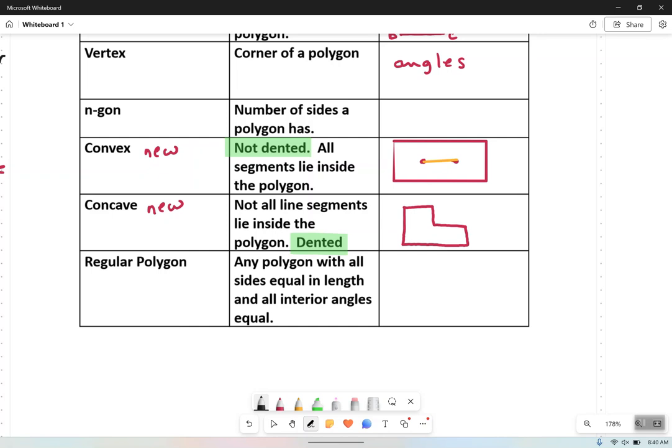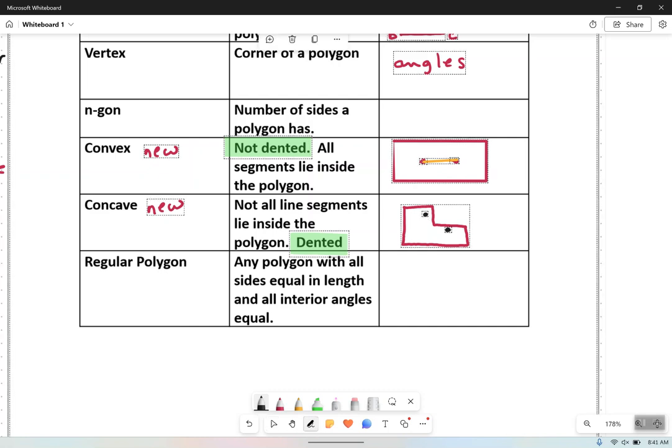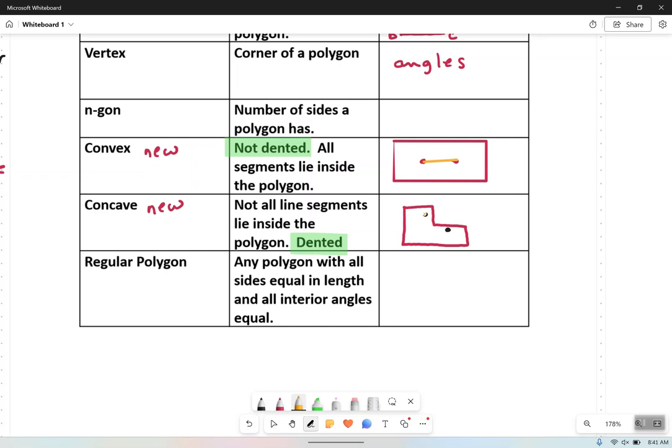Okay, give me an idea of where those would be. Say again? So maybe like up here? Is that what you're saying? And maybe down here? Okay, guys, if I connect this, does it look like this line segment traveled outside the figure? Does that make sense to you?